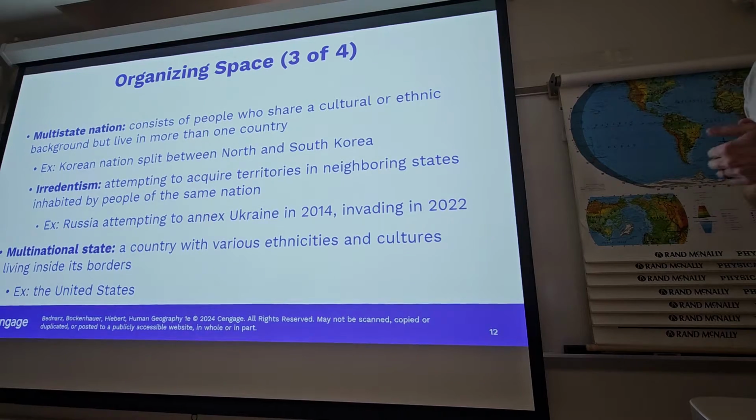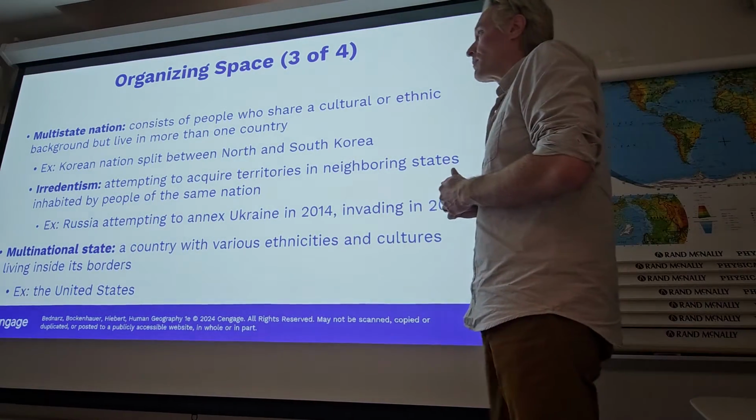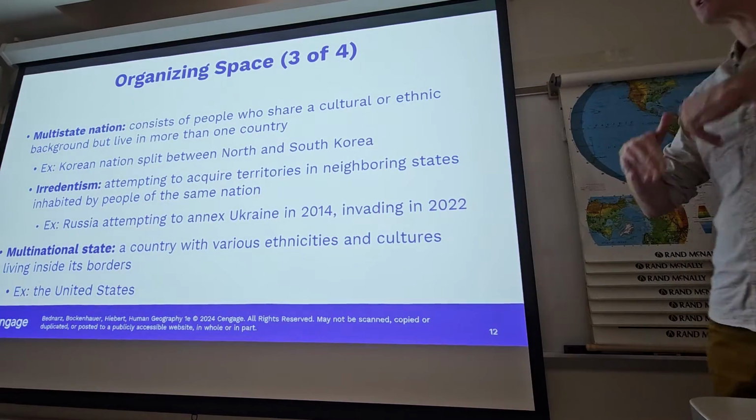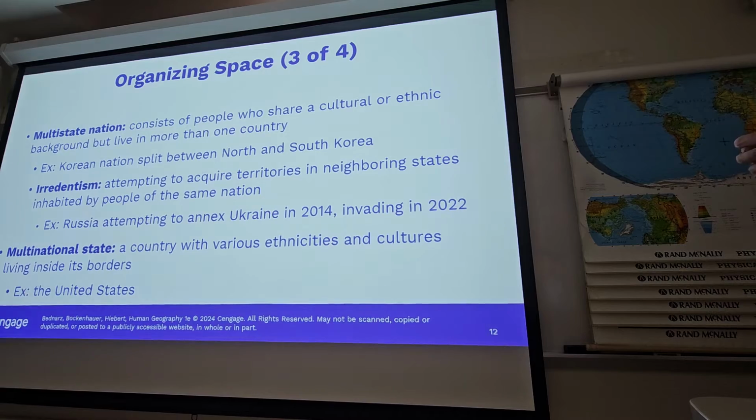Multi-state nation, right? Consists of people who share a cultural or ethnic background but live in more than one country. These are very often diasporas. They use Korea as the example.